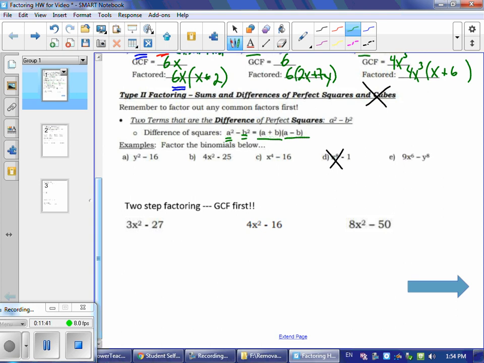So the first one, a, y squared minus 16. y squared is a perfect square. 16 is a perfect square.